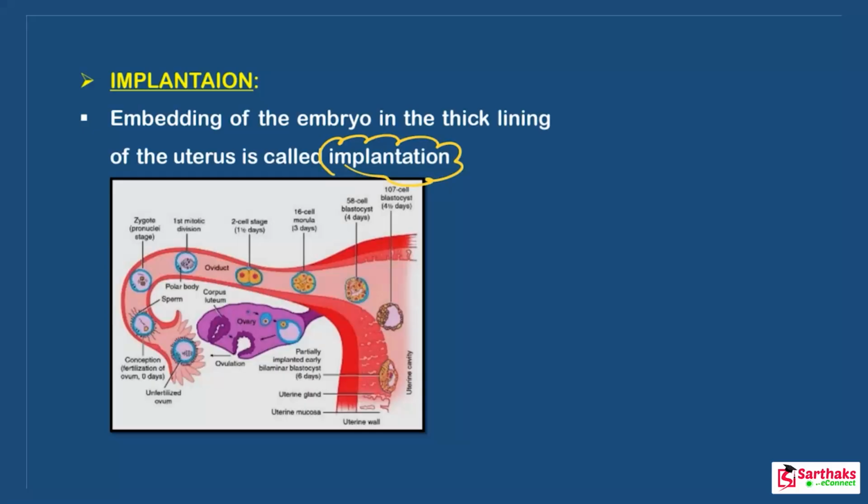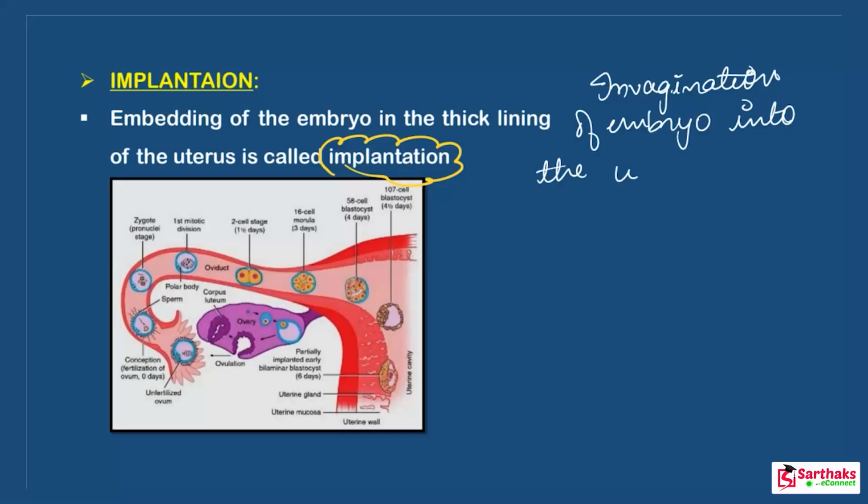In simple words, I just want to say that implantation is the invagination of the embryo into the wall of the uterus. Okay, that is known as implantation. Got it? So look at the diagram here, the steps are given.